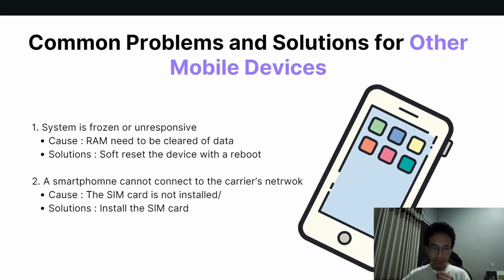And then we move to common problems and solutions for other mobile devices. The first one is the system is frozen or unresponsive. The cause is that RAM needs to be cleared of data. The solution is to soft reset the device with a reboot. The second is a smartphone cannot connect to the carrier network because the SIM card is not installed, and the solution: we must install the SIM card.